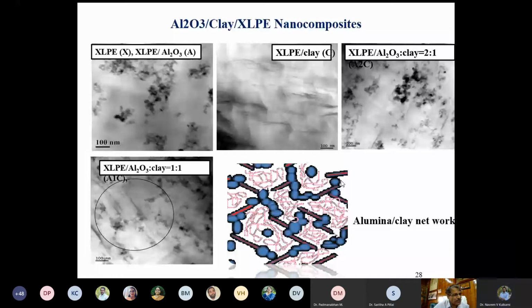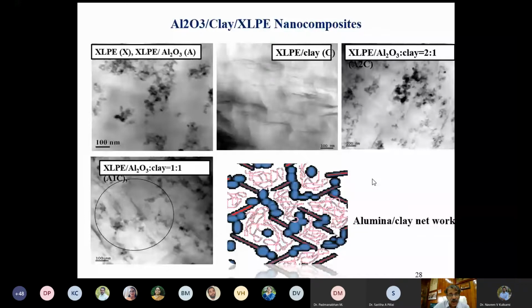And the first TEM picture, what you really see is XLP matrix with aluminum oxide, 5-8%. The second TEM picture is XLP matrix with 5% of clay. And the third and fourth, what we did, my PhD student and I, we mixed different nanomaterials together. Aluminum oxide and clay together we mixed, in a 1:1 combination, and put into XLP matrix.